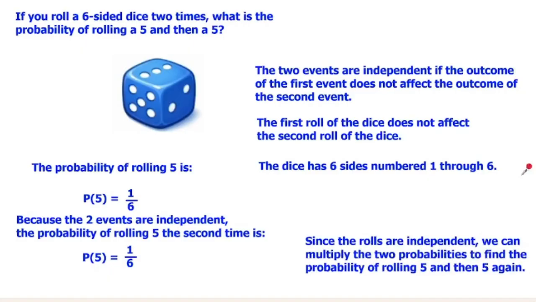Now, since the rolls are independent, we can multiply the two probabilities to find the probability of rolling 5 and then 5 again. So that's how you find the total probability of rolling twice, okay? So you multiply those two together and you get 1 over 36. So that is the probability of rolling 5 and then 5 a second time. And that's it. That's all there is to that problem.